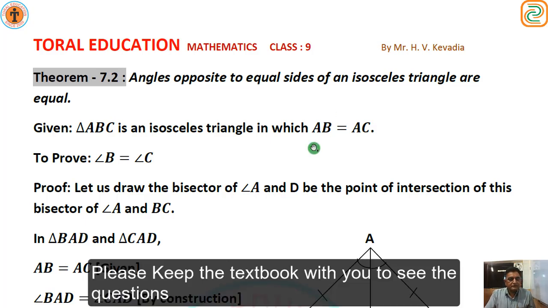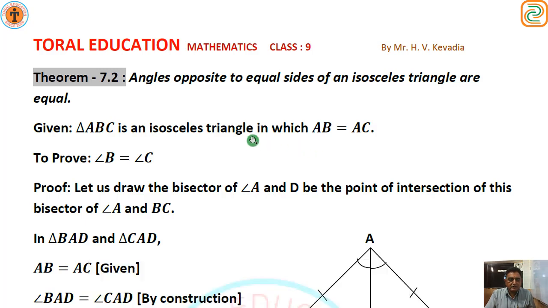Friends, we are going to take exercise 7.2 today. Exercise 7.2 needs some theorems such as theorem 7.2: Angles opposite to equal sides of an isosceles triangle are equal.